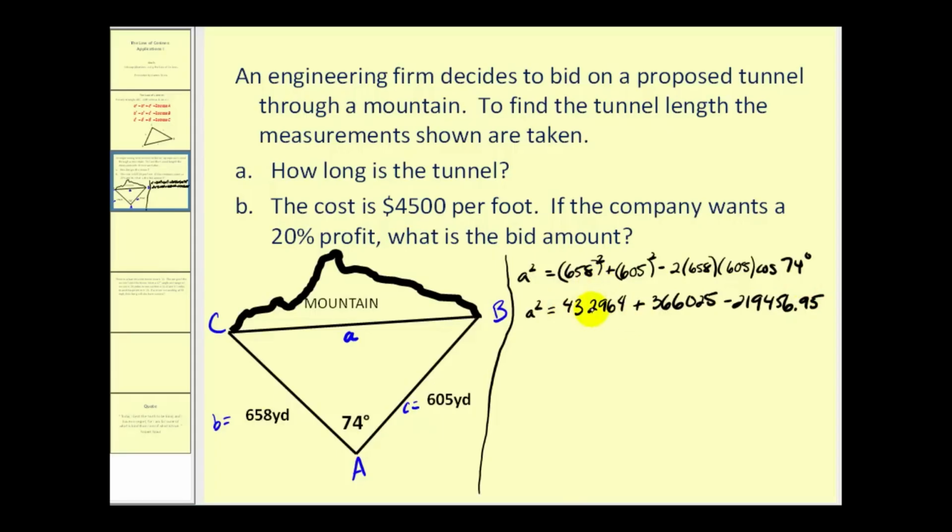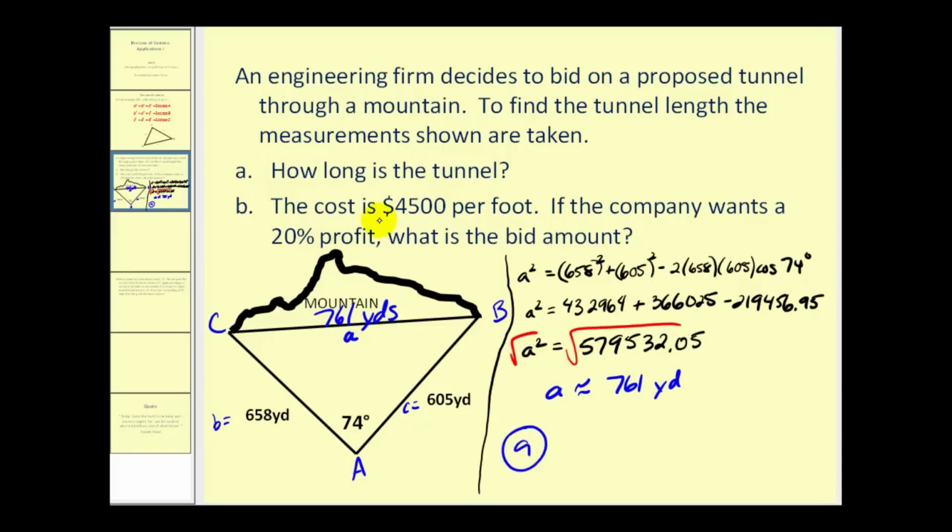You may want to check these on your calculator, but now we're going to add and subtract on the right side. So we have A squared equals 579,532.05. Now we can take the square root of both sides. So we have A is approximately 761 yards. So this is part A, how long is the tunnel?